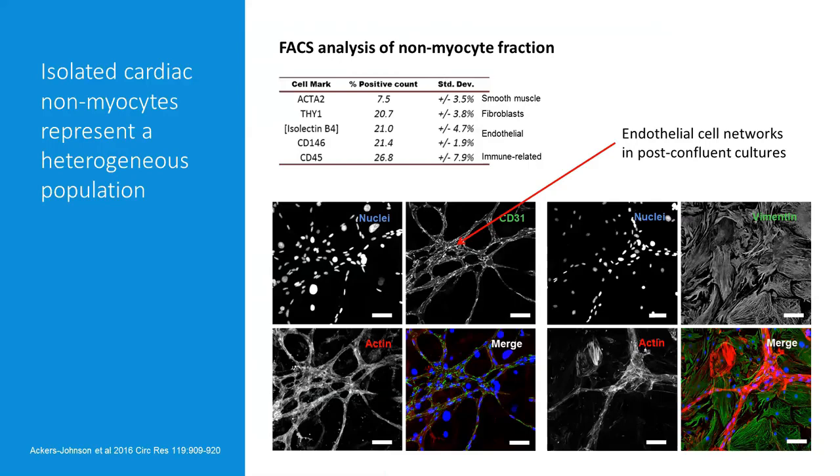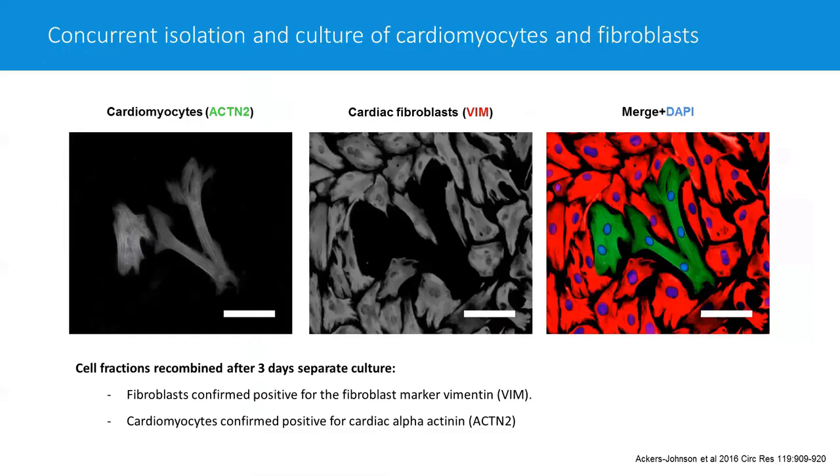And we found that in post-confluent cultures, you get these really beautiful endothelial cell networks, which are propagating on top of the cardiac fibroblasts. Whilst we haven't really done anything further with this setup and with this work, we feel that it opens up the field to quite a lot of nice experiments. Another thing that we have demonstrated in the paper, and we're starting to do some of this work ourselves, is that you can co-culture cardiomyocytes and cardiac fibroblasts.